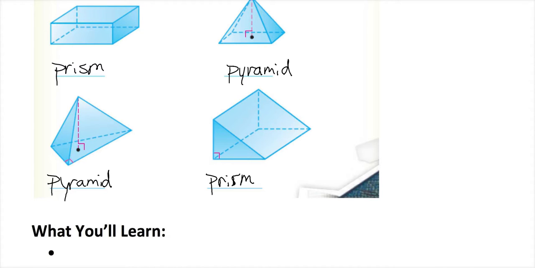It's not a pyramid just because it has a triangle. The triangle is actually the bases, and that means that the faces are rectangles. And when you have rectangular faces, then that makes it a prism, not a pyramid. Pyramids always come to a point. This one does not.